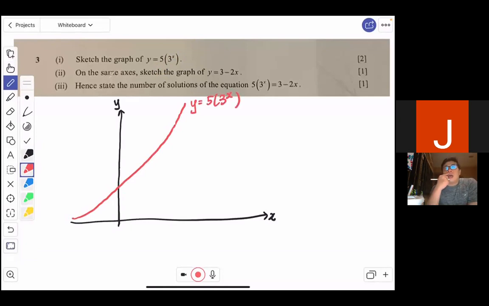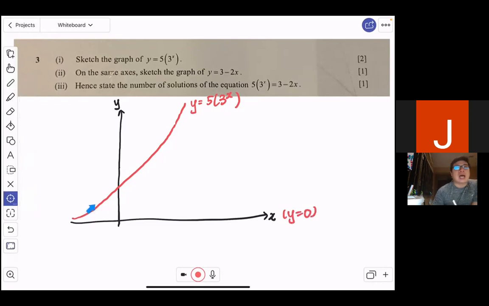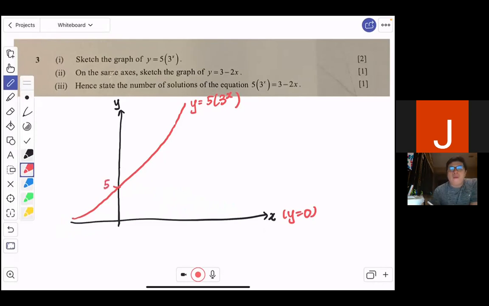When you draw the graph, remember also to draw the asymptote, which is y equals 0. The asymptote is the line where the curve is tending towards as x goes to negative infinity or positive infinity. Also write down the intercepts. When x equals 0, your y should be equal to 5. Then after which this is done. So we are done with part 1.